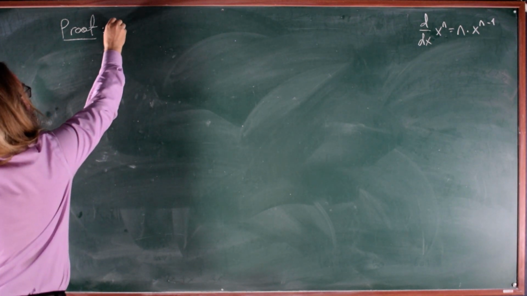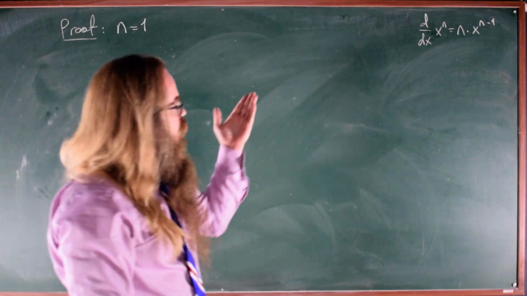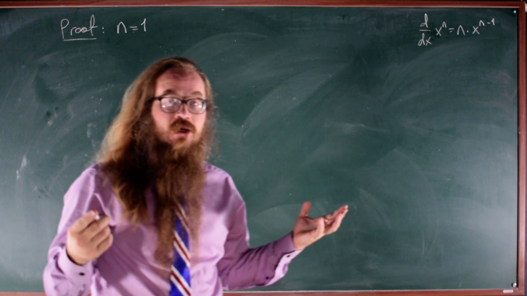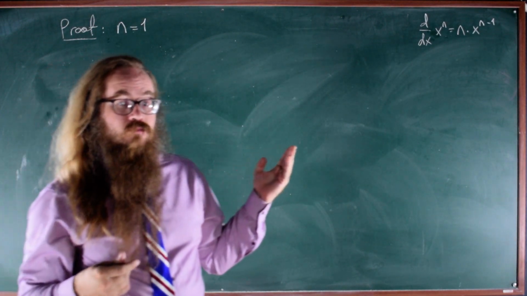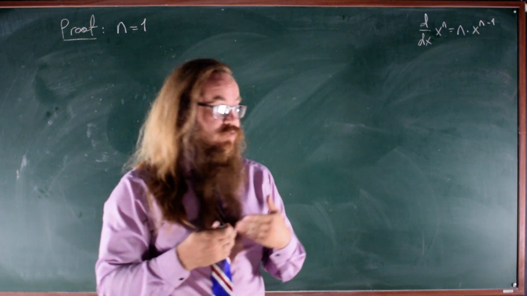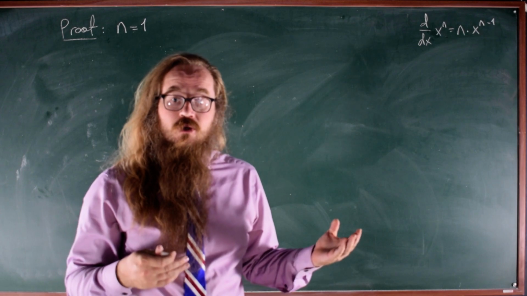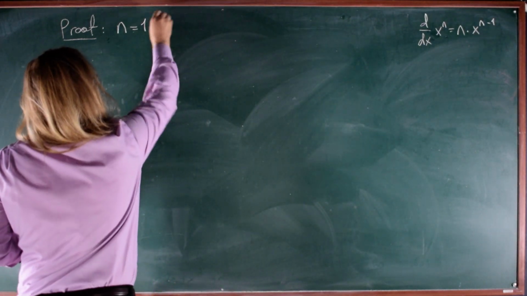So the question is, is this true when n is equal to 1? Well, if n is equal to 1, we just have x to the power of 1, right? Well, we know what that derivative is. It has a constant slope of 1, right? So this is good.